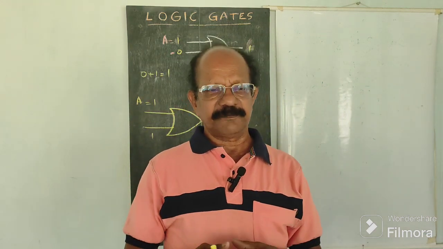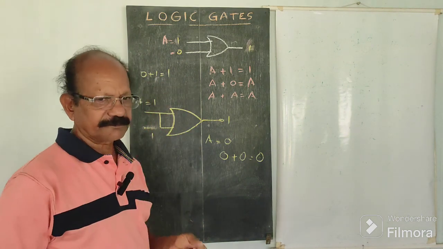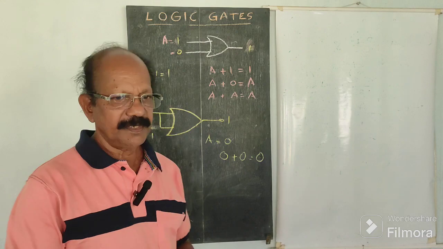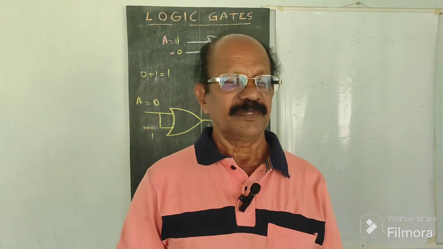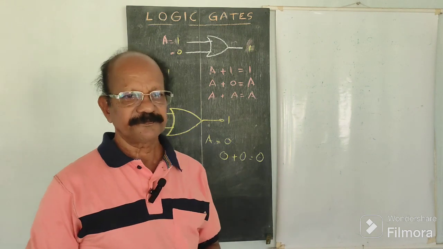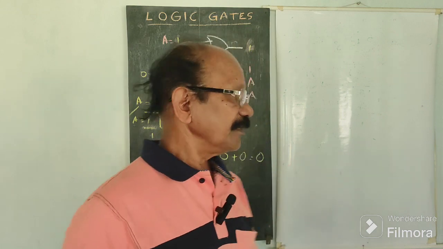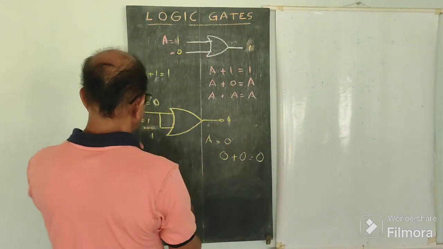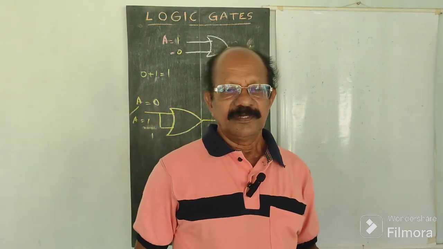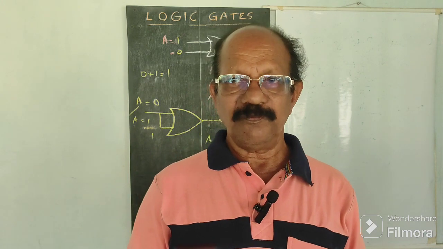Next, I am giving another concept. Now I am giving only one input. In that case, when A is 0, what will be the output? Then A is equal to 1, what will be the output? Then A plus A is equal to what? When A is equal to 0, the output is 0. When A is equal to 1, the output is 1, because 1 or 1 is equal to 1.